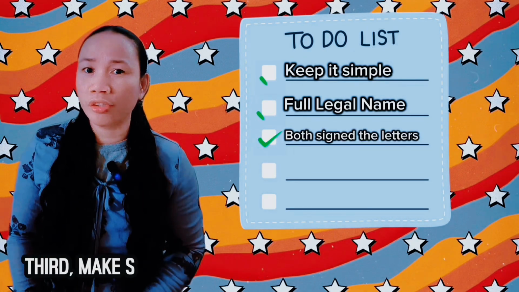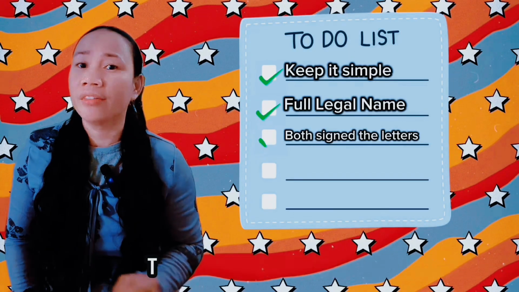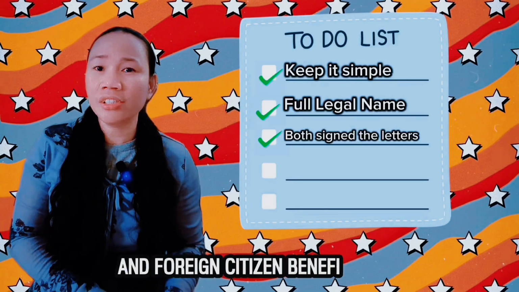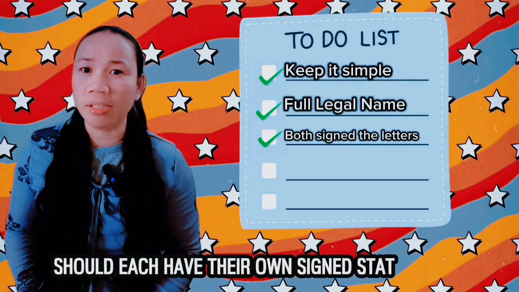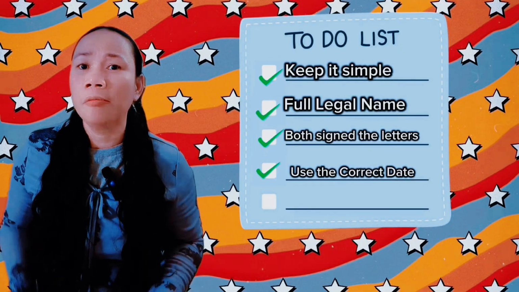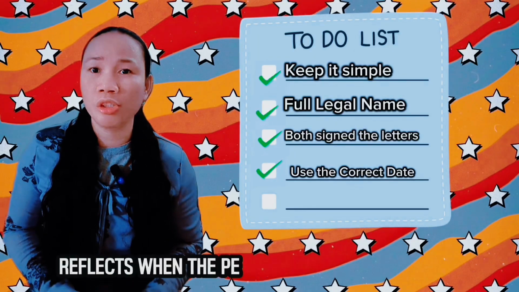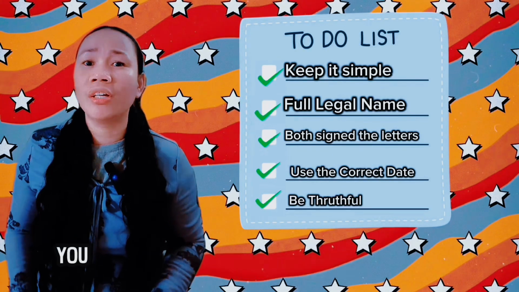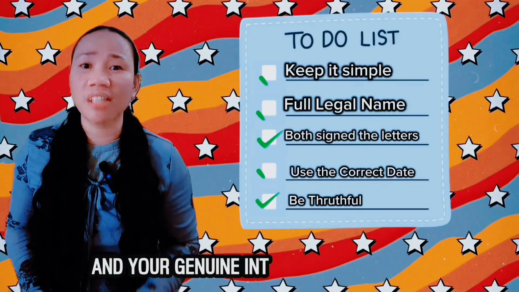Third, make sure both parties sign their own letters. The U.S. citizen petitioner and foreign citizen beneficiary should each have their own signed statement. Fourth, use the correct date. Make sure the date on the letter reflects when the person actually signed it. And finally, be truthful. Your letter should accurately reflect your relationship and your genuine intention to marry.